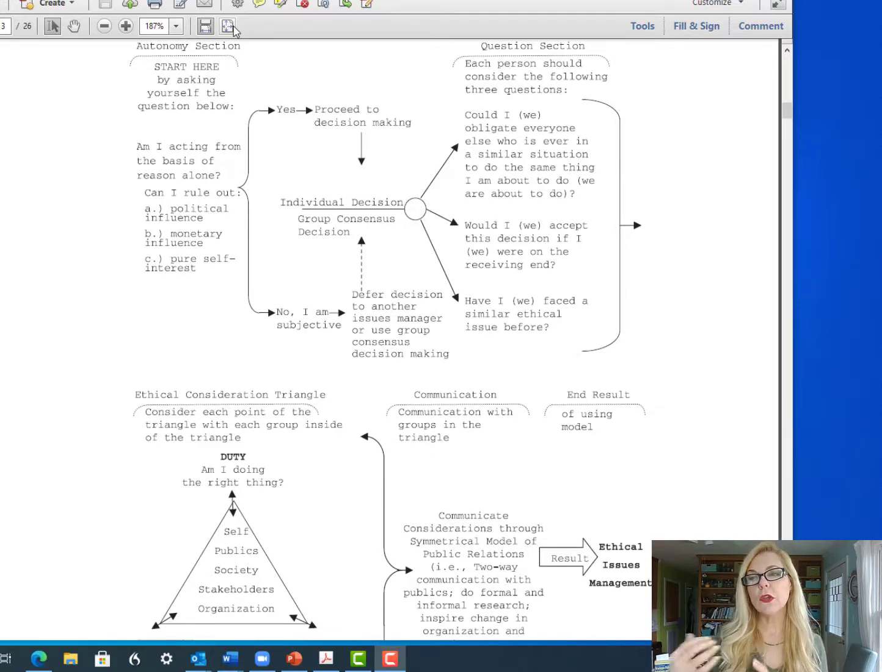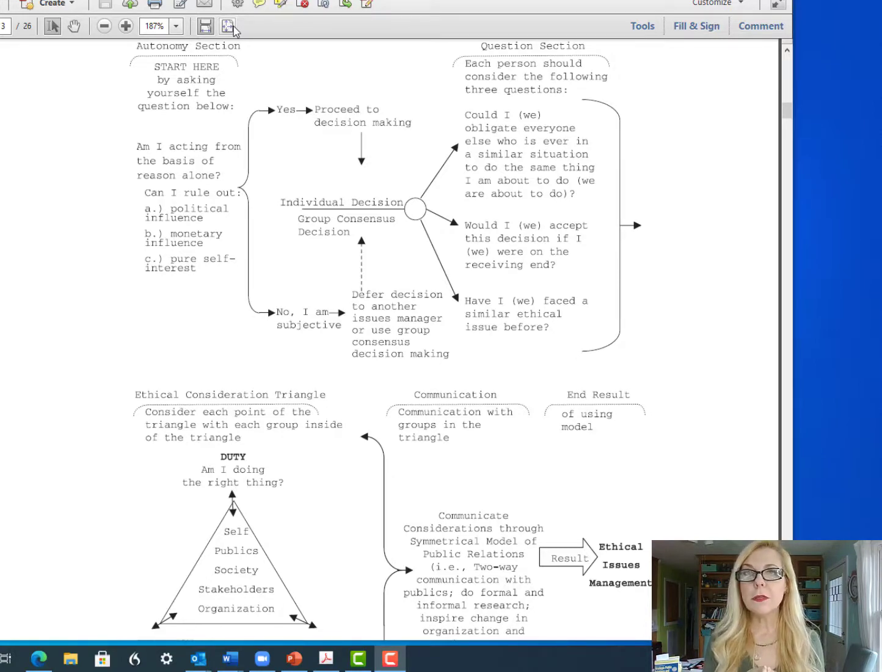Then, after answering those questions, you can move forward to the ethical consideration triangle that you see in the next part of this flowchart. The ethical consideration triangle is actually Kant's categorical imperative in each of its three forms. And each of those three forms of the categorical imperative is at one point of the triangle. And inside of the triangle are large groups of stakeholders and publics and people we would want to consider in that decision and get research and feedback from to make sure that all points of view have been considered.